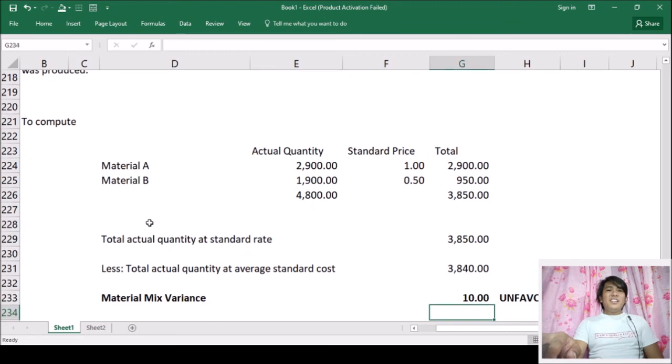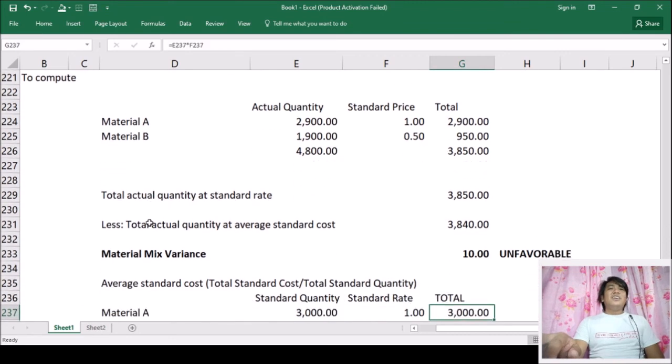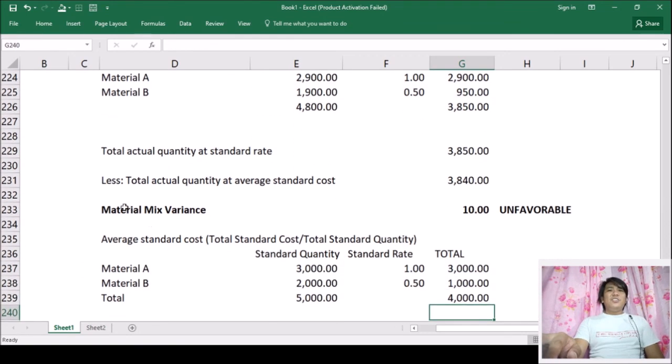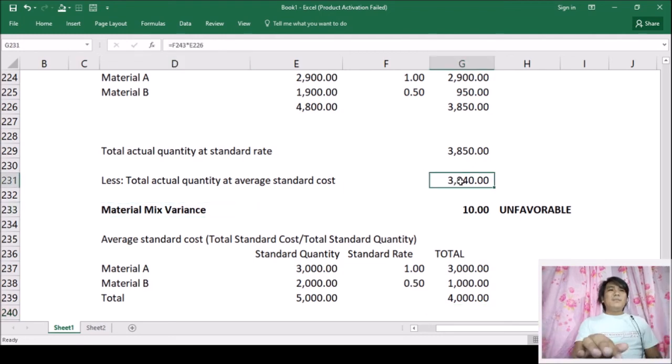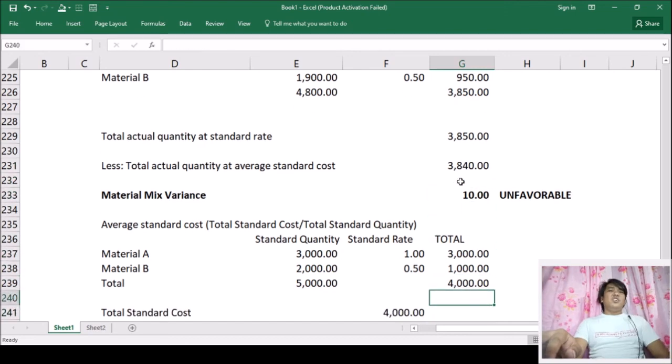Average standard cost. Okay? Ito yon, no? May sagot na nga ako, material mix variance. Pero, yung problema mo, how did I come up with the total actual quantity at average standard cost? Ito yon. Okay? Una, material A, 3,000.